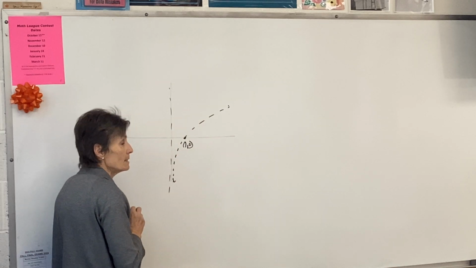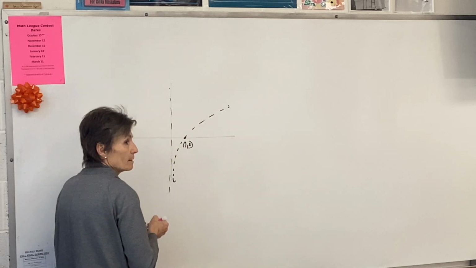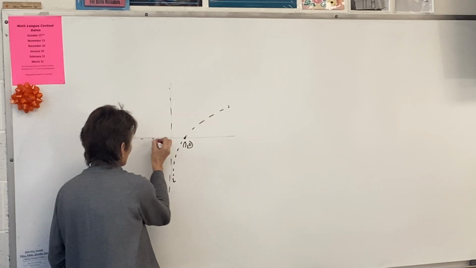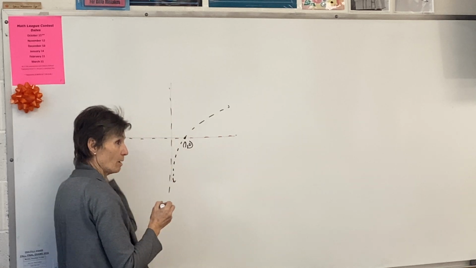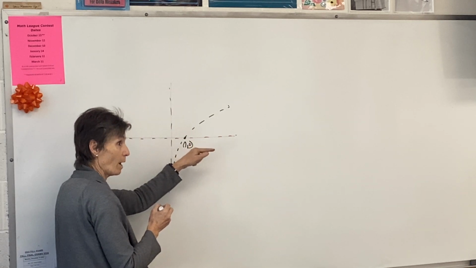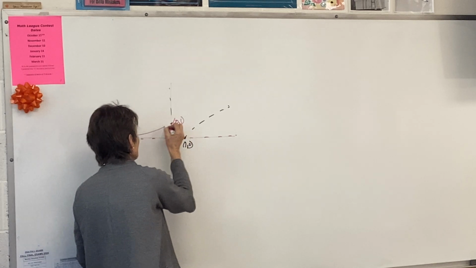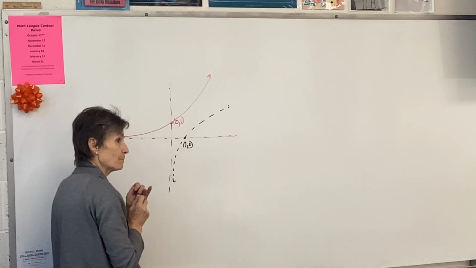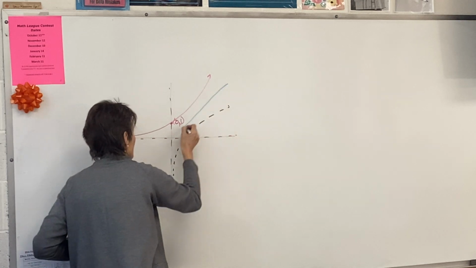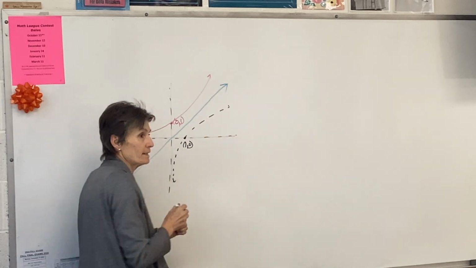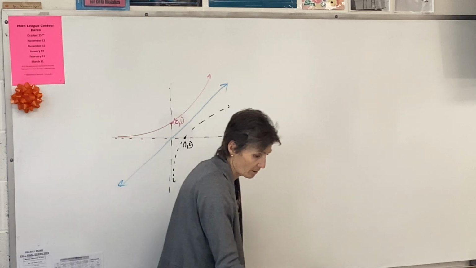Now, tell me about my exponential. What does my exponential look like? It has an asymptote here. So in other words, instead of x equals 0, its asymptote is y equals 0. It contains the point (0, 1). It looks like that. Are those reflections of each other across the identity line? They absolutely are. They are inverses of each other.